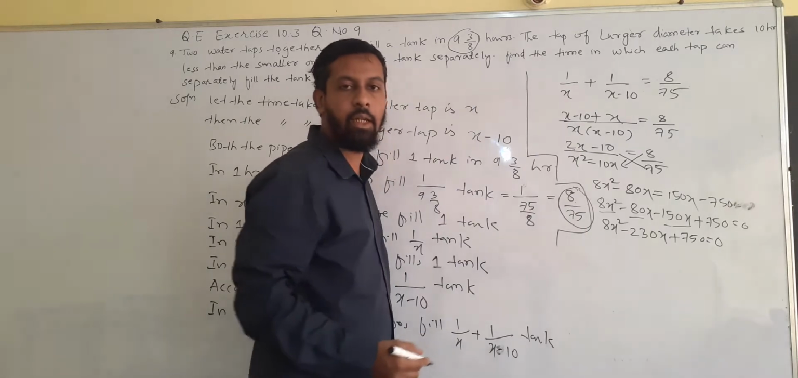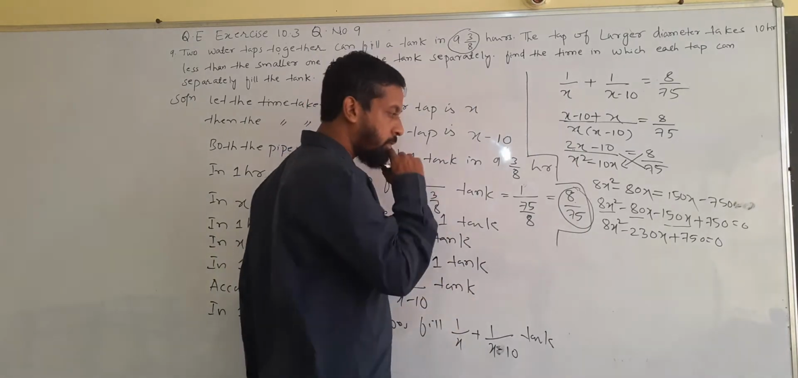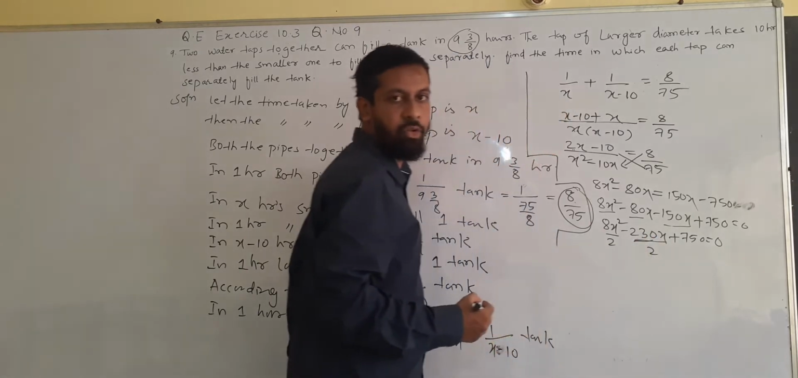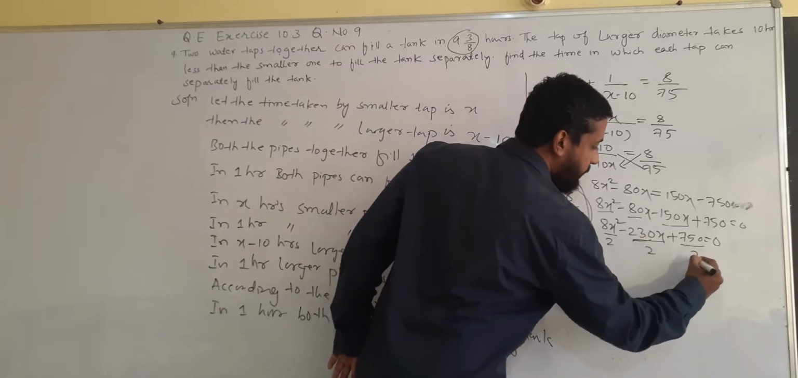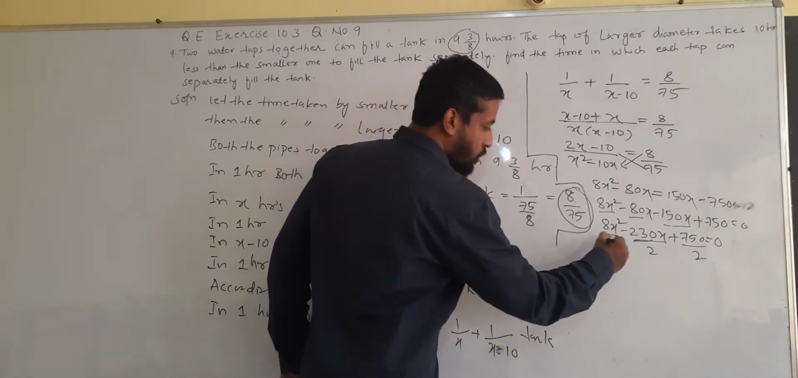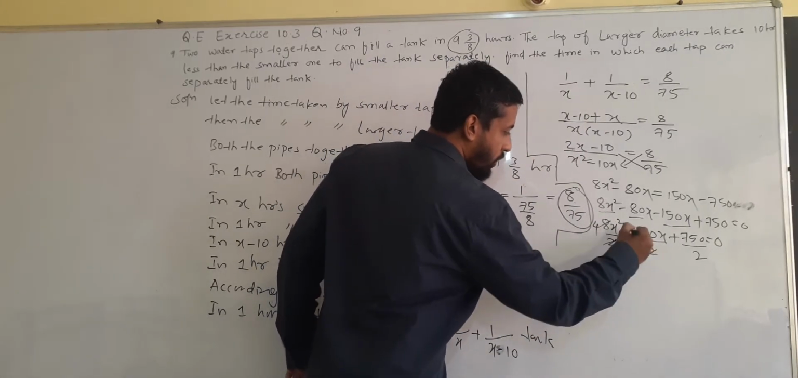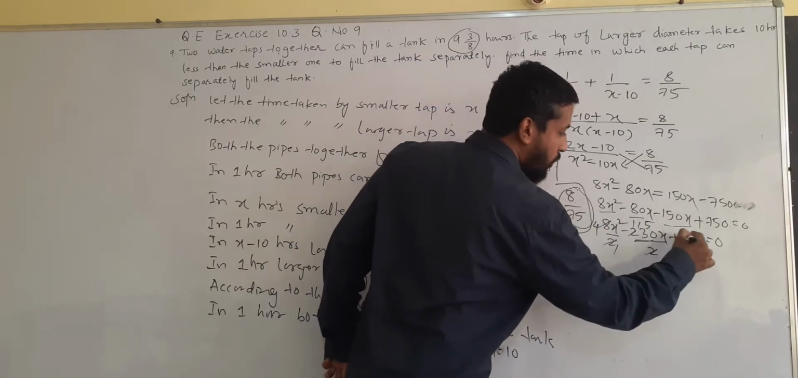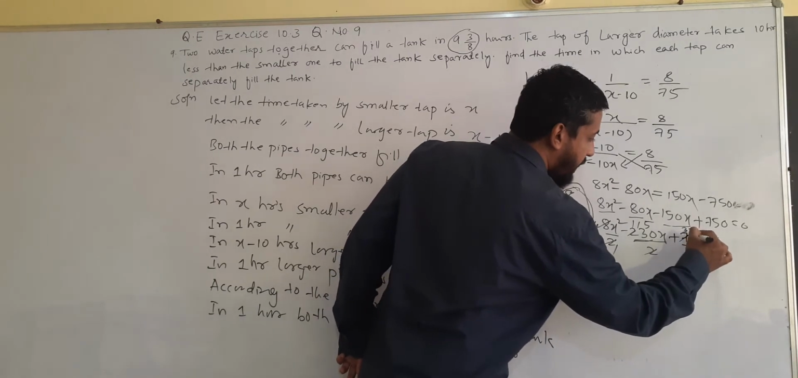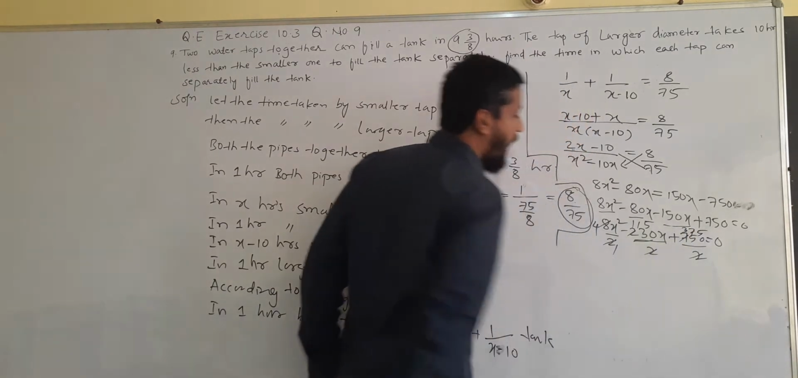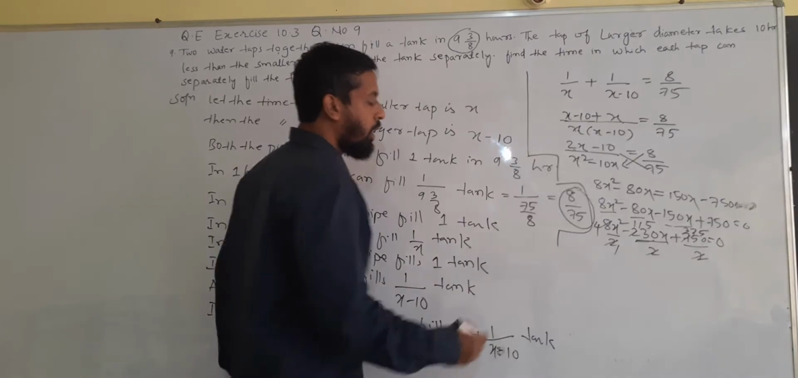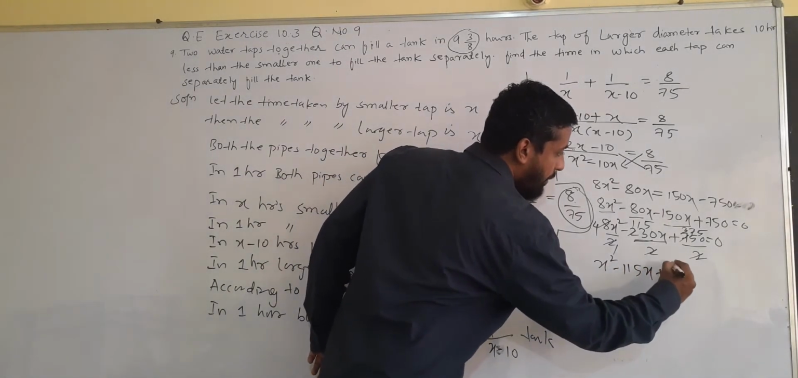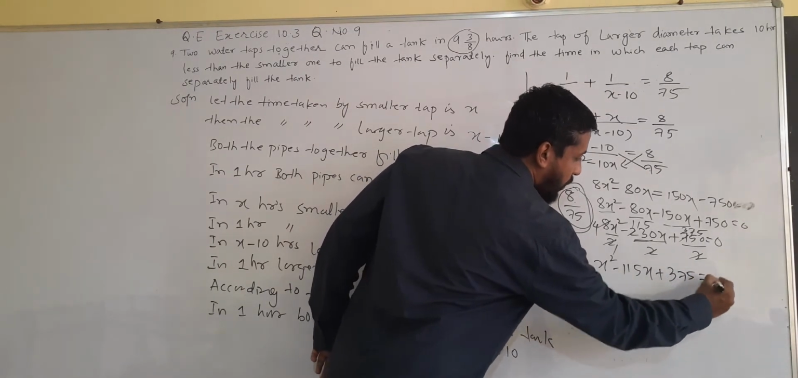Now the whole equation can be divisible by 2. The reason for division is that we can make the equation simpler to factorize or solve it. It will become easy. 2 1s are 2, 2 4s are 2, 2 3s are 6, 2 7s are 14, then 2 5s are 10. Now what remains is 4x square minus 115x plus 375 is equal to 0.